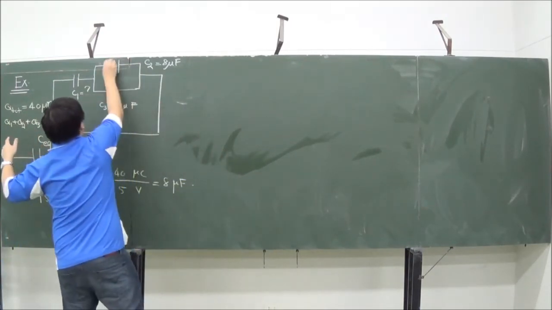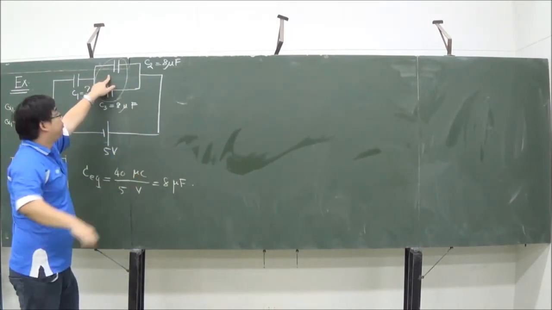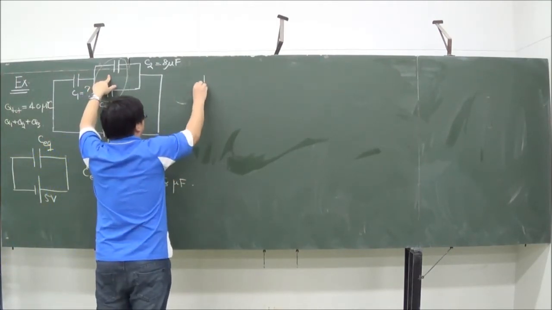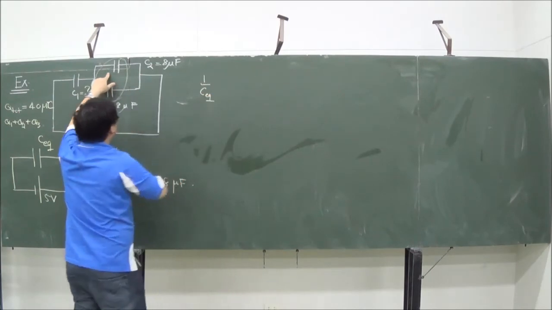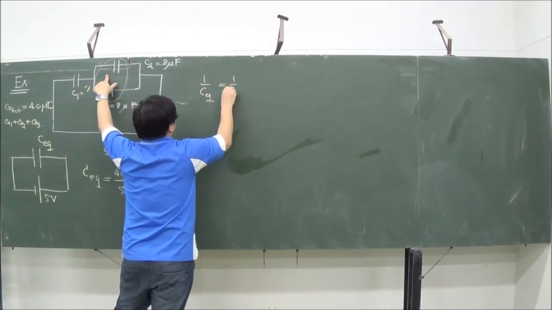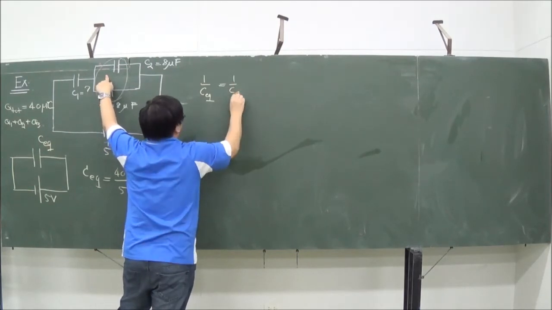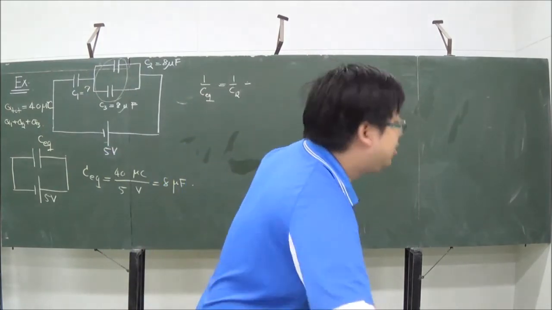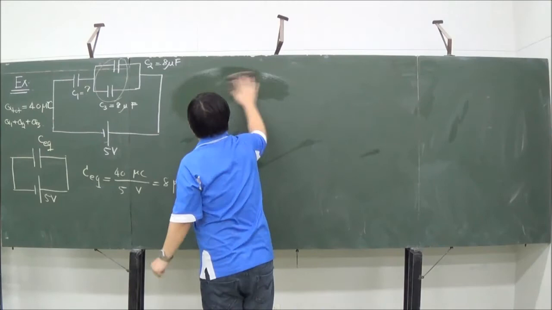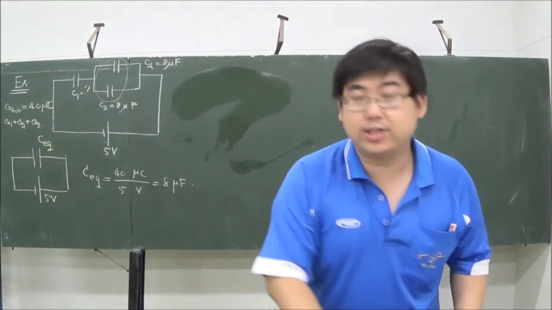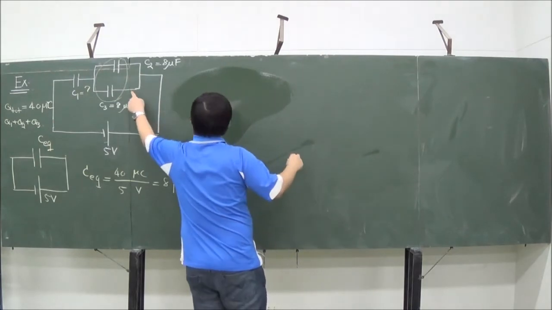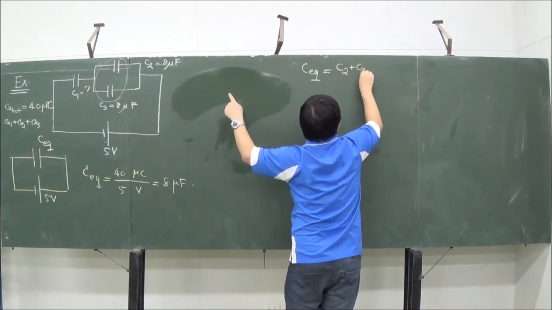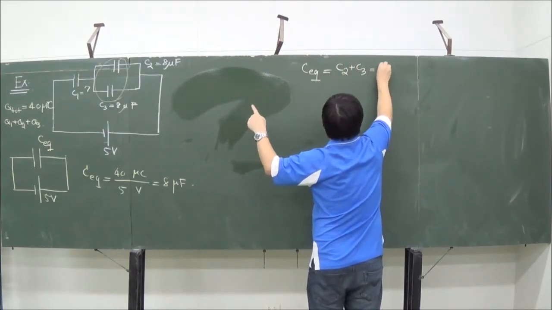So let's start with these two here. They are connected in parallel. So we get 1 over C equivalent here equal to 1 over C1, or actually 1 over C2. Oh, they are connected in parallel. I'm very confused with the formula for the resistors. So when they are connected in parallel, the equivalent capacitance will be C2 plus C3, and this gives you 8 plus 8.